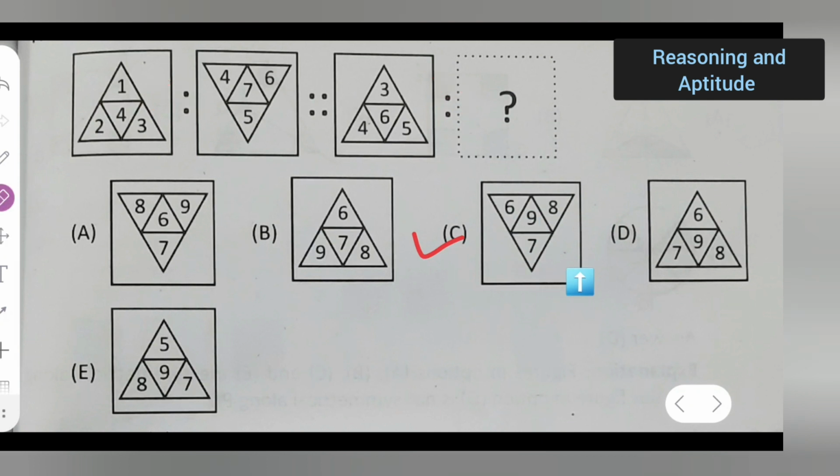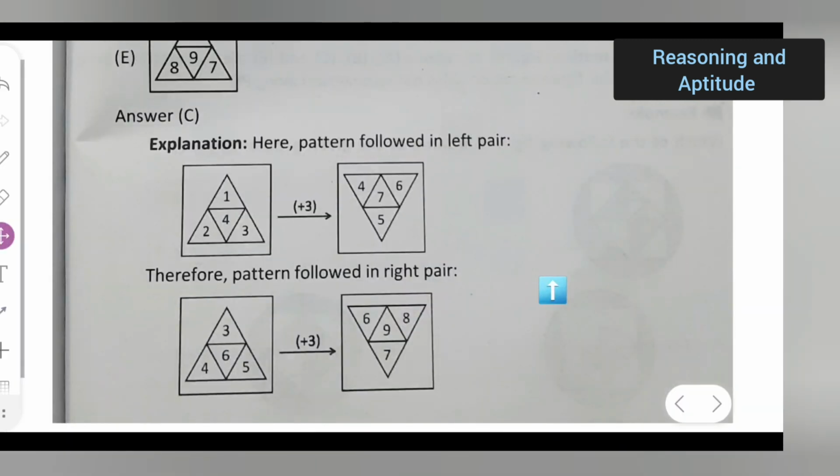I have given you the explanation as well. If you have not understood my explanation, you can just look at this. I have given an explanation part. 1 plus 3 will give you 4, 4 plus 3 will give you 7, 3 plus 3 will give you 6, and 2 plus 3 will give you 5. If you do it the same way, therefore the pattern followed in the right pair will be like this.